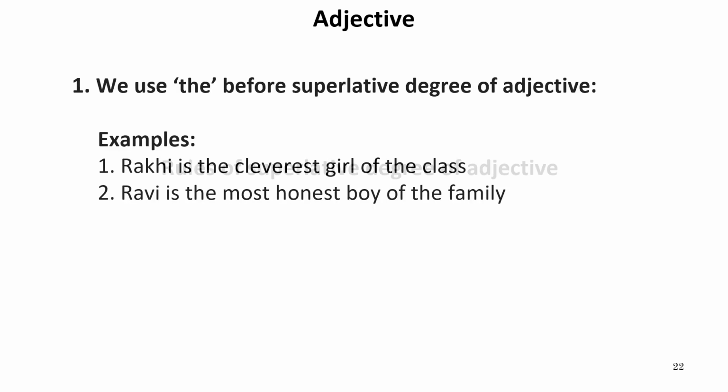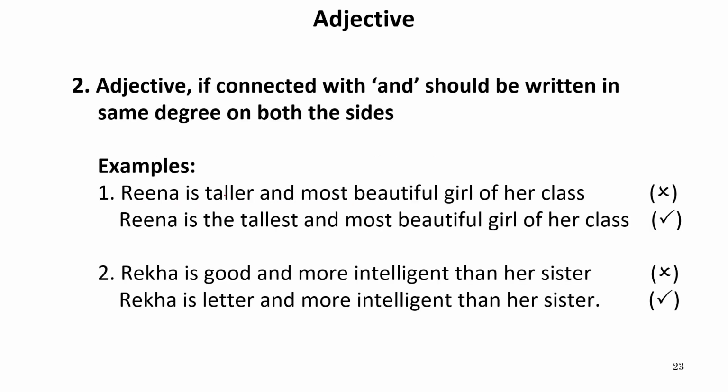Now here we'll read rules of the superlative degree of adjective. We always use the before the superlative degree of adjective. For example, Rakhi is the cleverest girl of the class. Because cleverest is the superlative degree of adjective, we are using the. Ravi is the most honest boy of the family. Honest is an adjective with which we have used most, so this is the superlative degree, and we are using the before it.